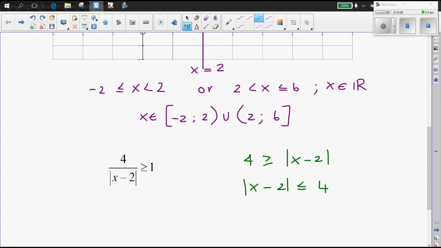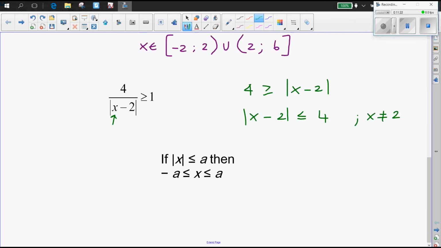But we must bear in mind that we have the restriction that x cannot equal 2, for two reasons. One, if you substitute x equals 2 here, you will get a 0, and division by 0 is undefined. And that resulted, as you saw on the graph, in an asymptote. So we're going to solve this inequality. We may say that x minus 2 is less than or equal to 4, or the negative of x minus 2 is less than or equal to 4, by definition of an absolute value.